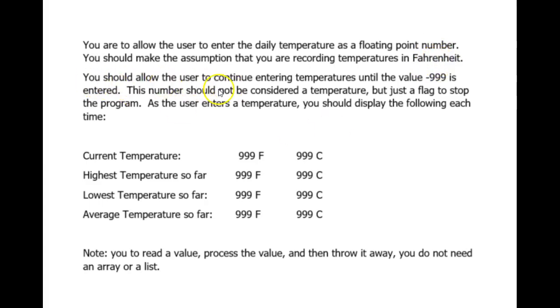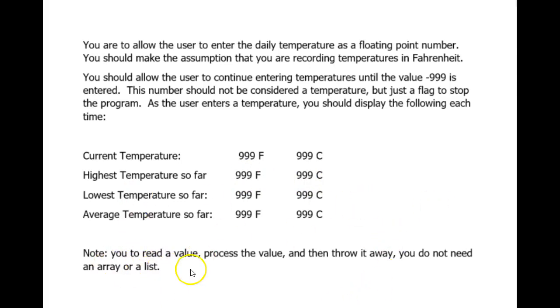The program would allow the user to continue to enter temperatures until they type in a -999. This number, -999, should not be considered a temperature. It's just the flag to stop. As the user enters a temperature, you should display the following each time: current temperature in Fahrenheit, in Celsius, highest temperature so far, lowest, and average.